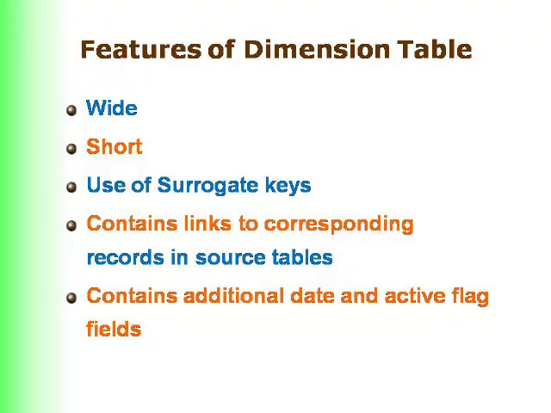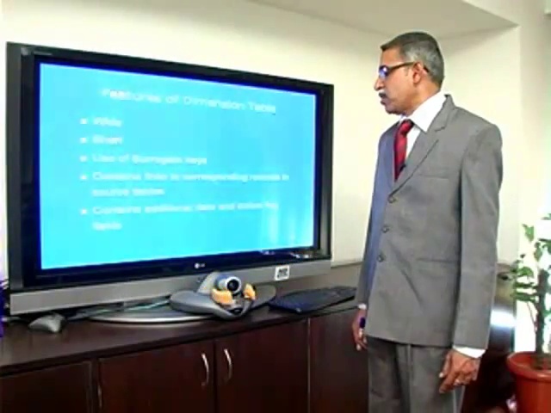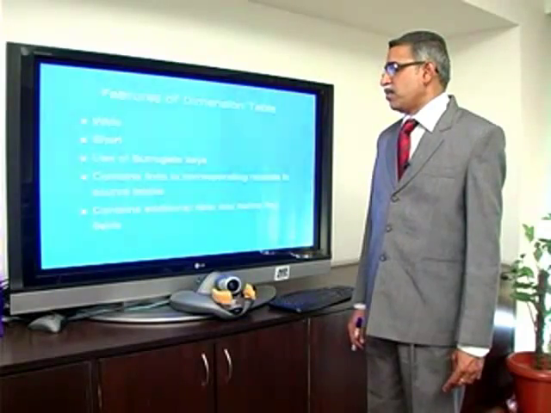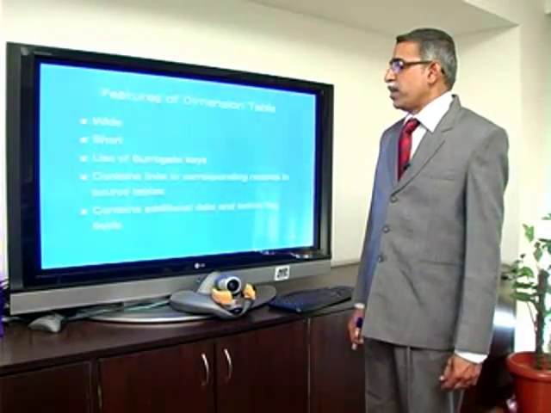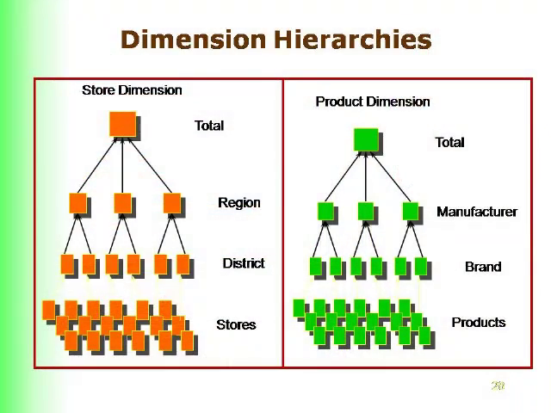Creating and working with surrogate keys is more beneficial than using the business keys. Then the fourth feature is that it contains links to corresponding records in source tables. That means the links are nothing but joins here. Of course, we can also add some more additional fields depending on the type of the dimension.